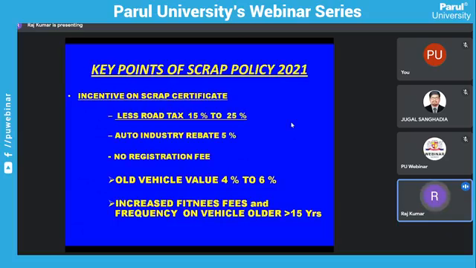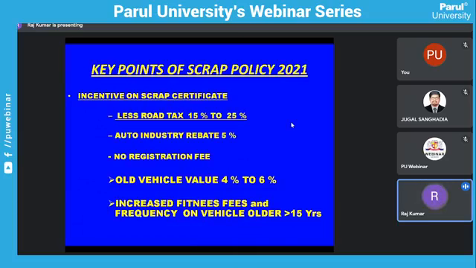To discourage the use of old vehicles, the government has implemented a rule that for the fitness certificate which we obtain after 15 years or 9 years, whatever the case, we have to pay more fitness fees. We have to pay more to obtain a fitness certificate after expiry of 15 years of life of a vehicle.